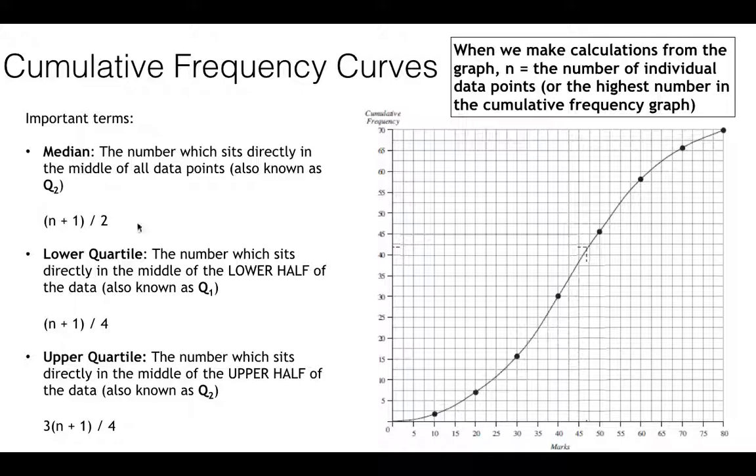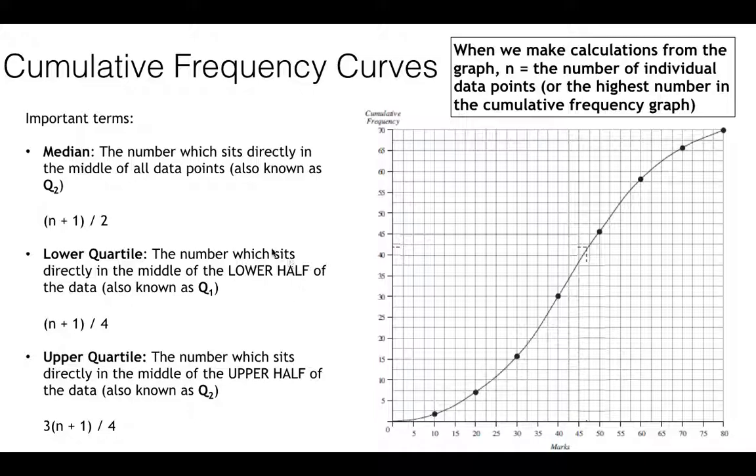The lower quartile is (n plus 1) divided by 4, and the upper quartile is 3 times (n plus 1) divided by 4. And again, these values just give me the position, and I'm going to show you what I mean by the position in a second.